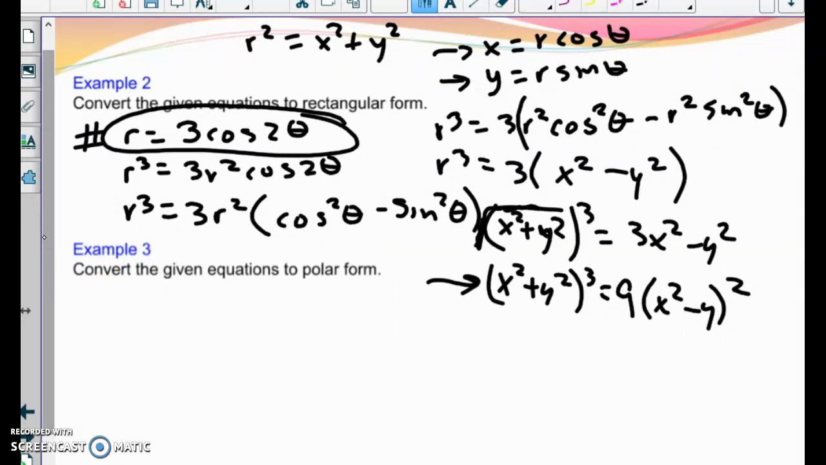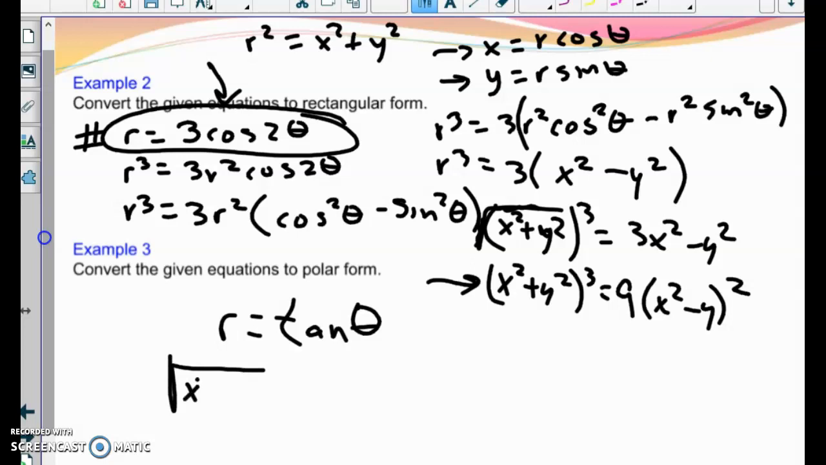Just for the fun of it, I want to try one more of those. If I'm given r equals the tangent of theta, and I encourage you to go and type these into Desmos and take a look at what these graphs look like in polar coordinates, and then if you can, get them into y equals so you can see them in rectangular coordinates and show that they are the same. But before we do that, let's convert.